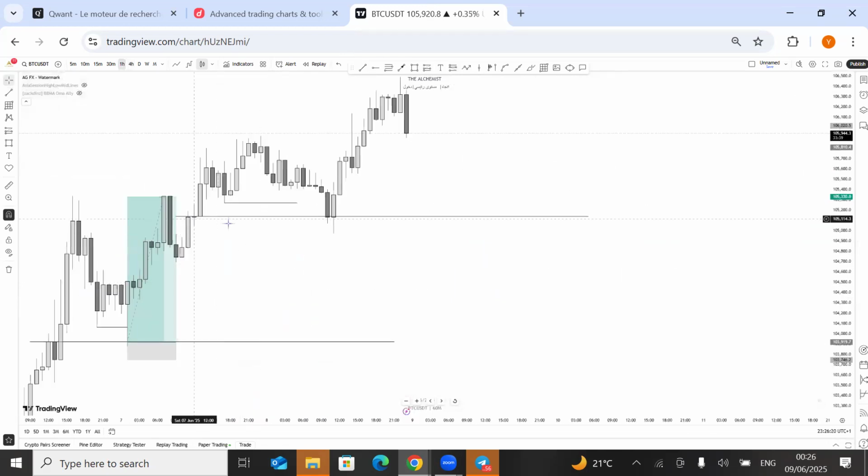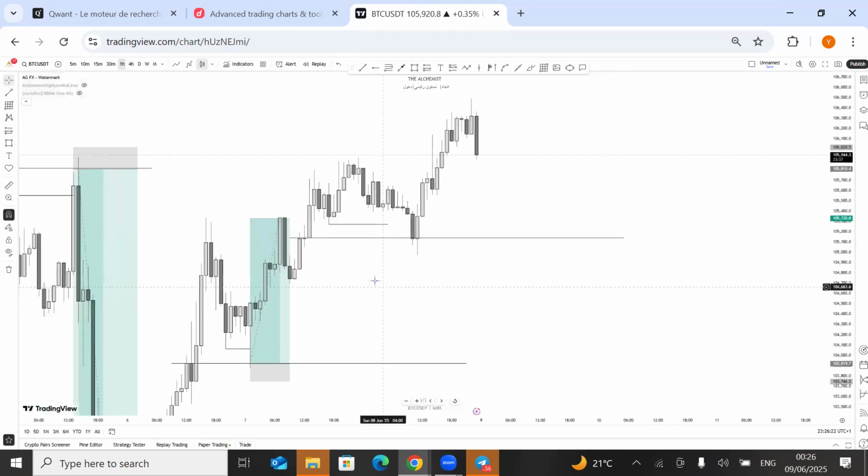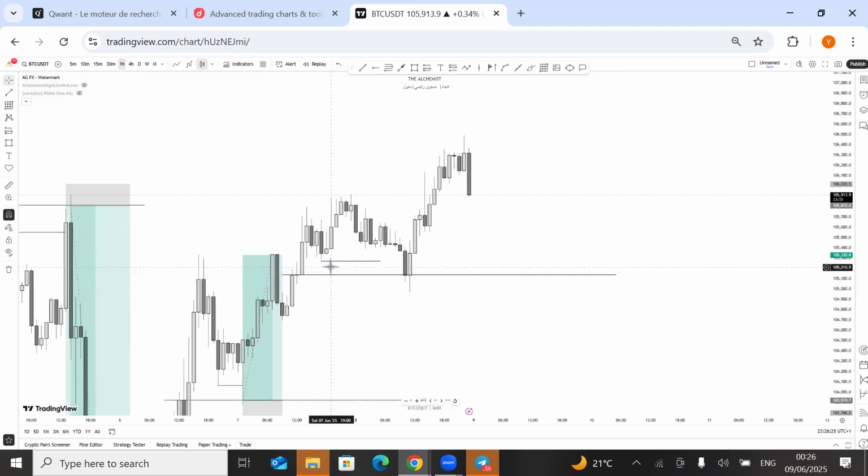But I explained to you why I could hit stop loss here before going, because normally I had this, and I had this. These are breaks of structure here. To confirm, all these minor breaks of structure are just to confirm that you are in the right direction. You understand?